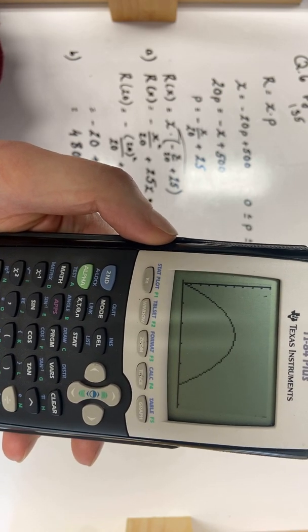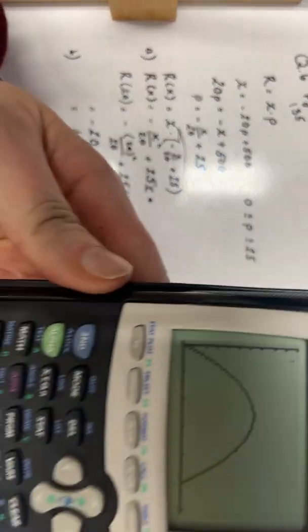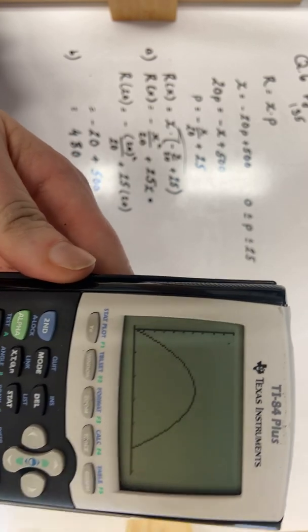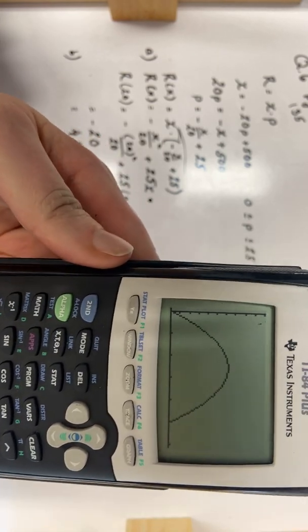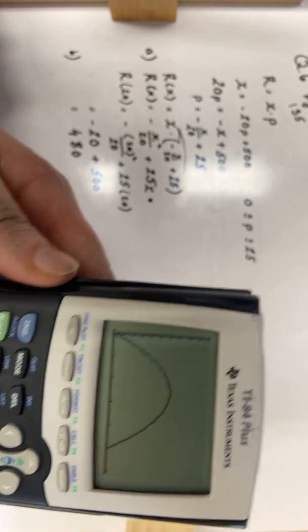I get a parabola. Now, just a word here about how I adjusted my window so that my parabola would sort of be centered, as it were. What was my domain of x, and what was my range for my revenue?